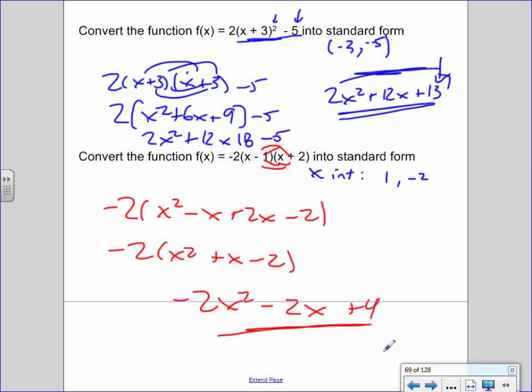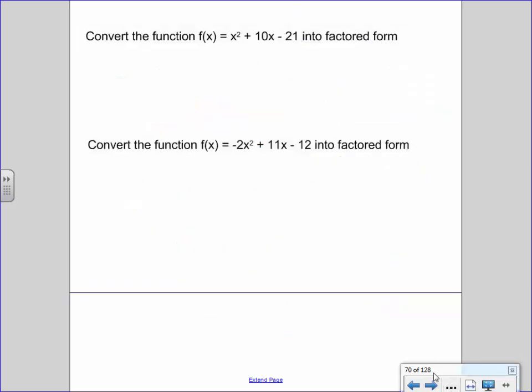Is there any huge benefit to being in standard form? Well, there's only one benefit. I know my y-intercept, which is 4. Okay. I didn't lose anybody so far. I'm just foiling stuff. Okay. So standard form tells you y-intercepts.